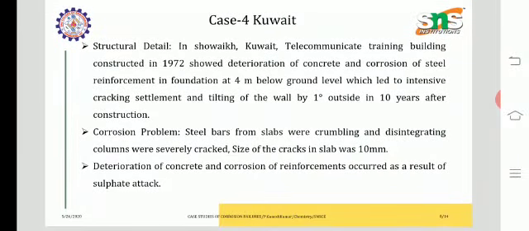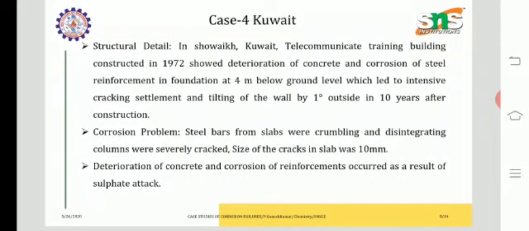Then in the case of Kuwait, a telecommunication training building was constructed in 1972. It showed a deterioration of concrete and corrosion of steel reinforcement in foundations 4 meters below the ground level, which led to intensive cracking, settlement and tilting of the wall by 1 degree outside in 10 years after construction. There is a 1 degree tilting of this huge building.